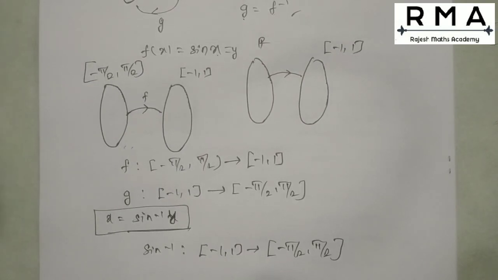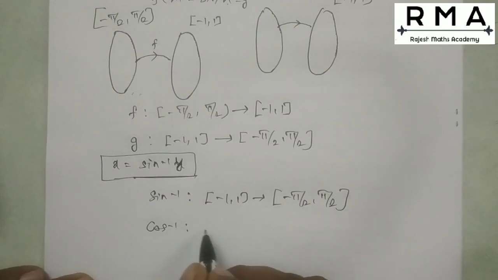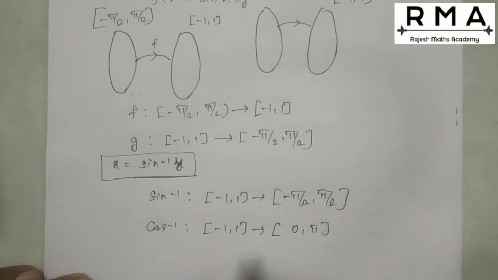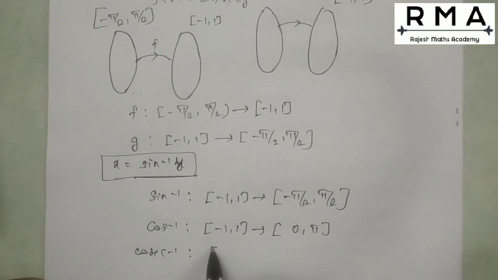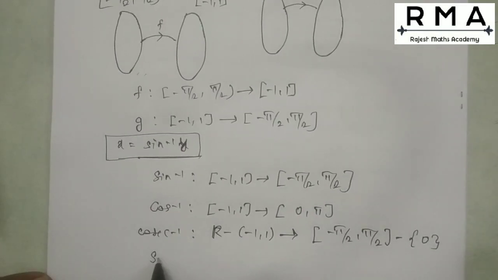For example, the cos inverse function is from minus 1 to 1 to the closed interval 0 to pi. Similarly I can define the cosecant inverse function, that is, from real numbers except the open interval minus 1 to 1 to the closed interval minus pi by 2 to plus pi by 2 except 0, because the cosecant function is not defined at x equal to 0. So I am excluding that point in the codomain, that is, in the range set. Similarly I can write the secant inverse function.